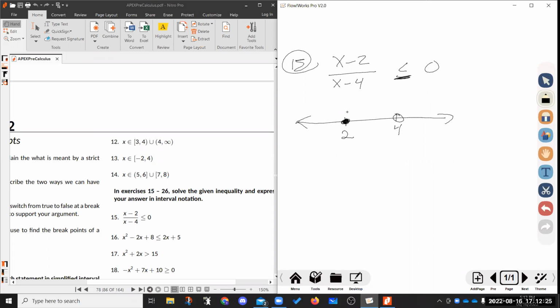And then I'm going to look over here. It's going to be a positive divided by a positive. It's going to be positive. This is an odd multiplicity, so it's going to change sign when I cross that breakpoint. I'm looking for where it's less than or equal to, so I'm looking for where it's negative. So my answer should be 2 to 4.